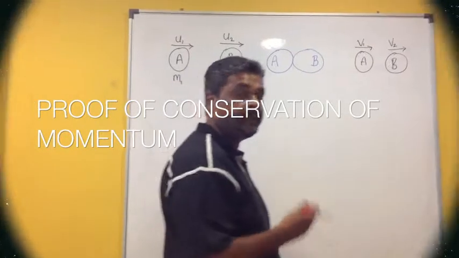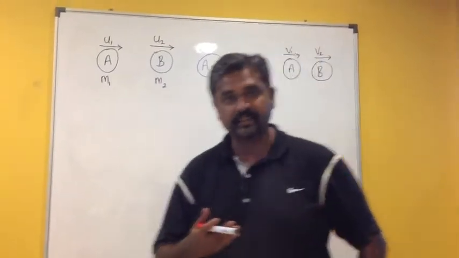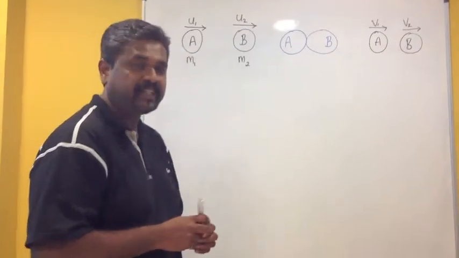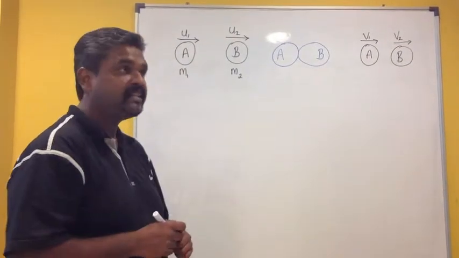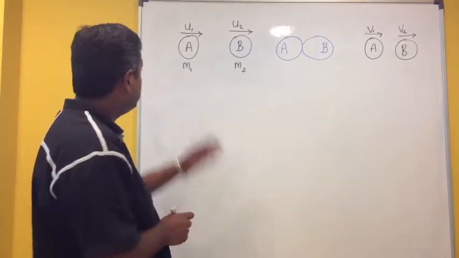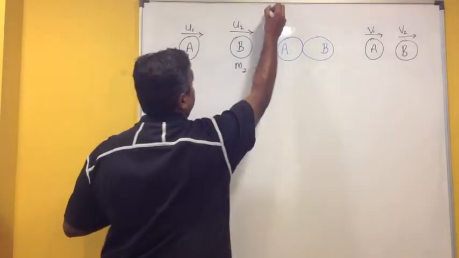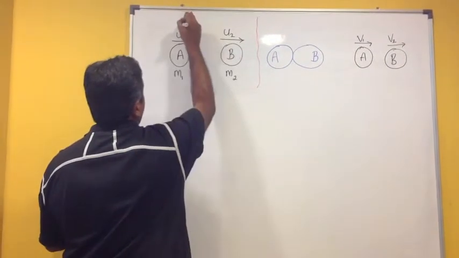How do we know that momentum is actually conserved? Let's try to find a mathematical proof behind the conservation of momentum. Okay, let's assume there are two objects, object A and object B. And this is actually the scenario before collision.